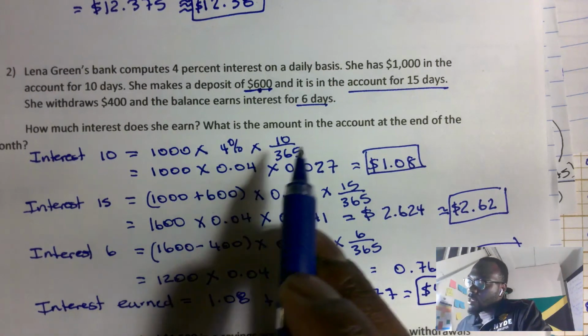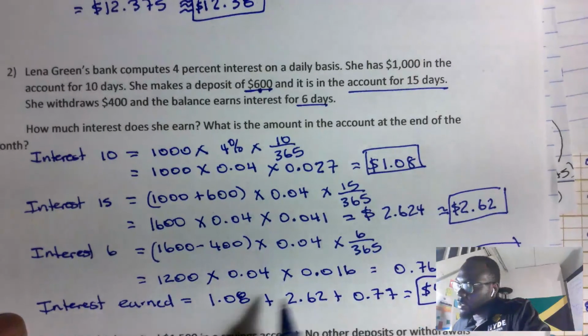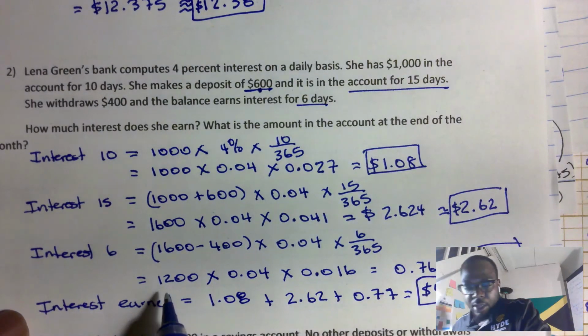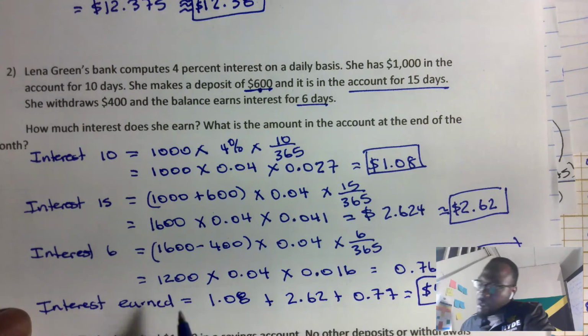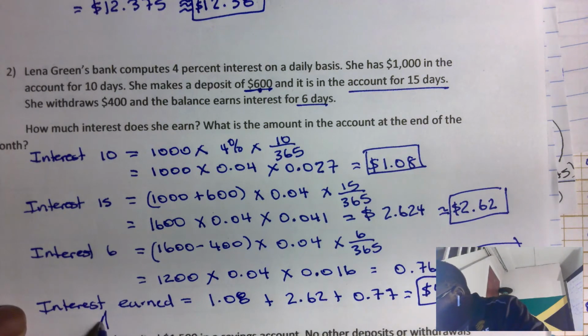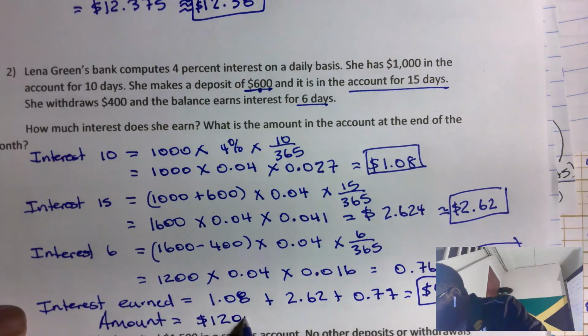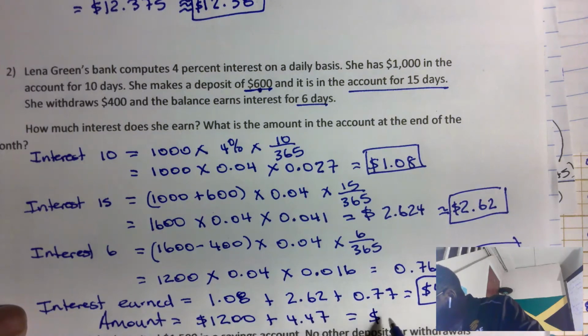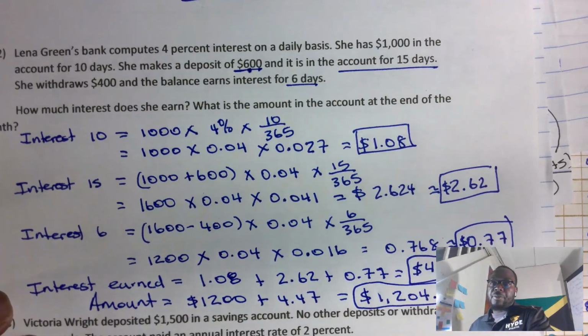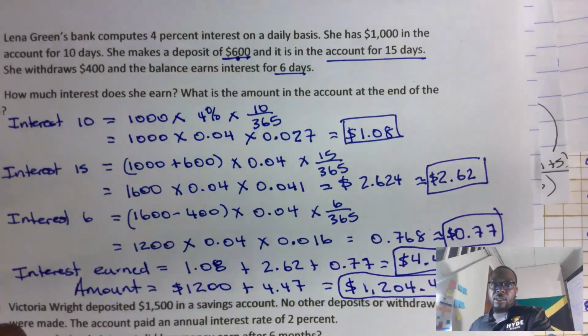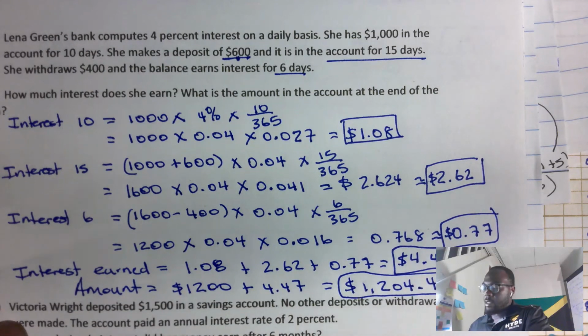And then it asks you what is the amount in the account at the end. So we know that there's 1,200. So all I'm going to do here is say amount is equal to 1,200 plus 4.47, which is equal to 1,204.47. This is my answer here. Okay, I know it's a lot, but this is what it is.